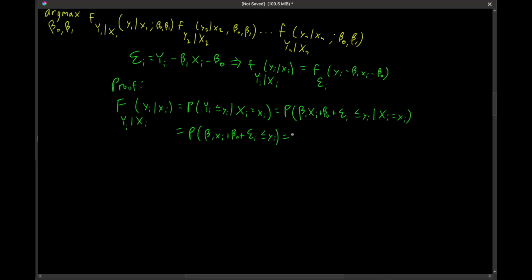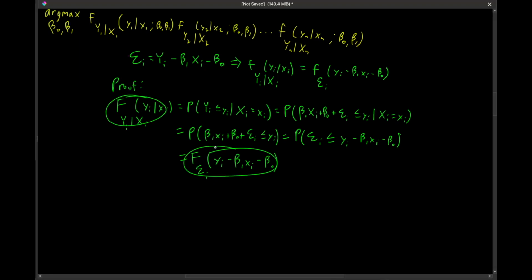It's a constant. So we can solve for epsilon i and write this as the probability that epsilon i is less than or equal to yi minus beta 1 xi minus beta 0. And what is this? Well, this is just by definition the CDF of epsilon i at this particular point, yi minus beta 1 xi minus beta 0. So now, if we take the derivative of this and this, we get what we want. This is proving that the CDFs are equal, but we want to show that the PDFs are equal. So we take a derivative, but with respect to what? Well, yi makes sense here, as we have yi on both sides, and if we take the derivative with respect to yi, we'll get the PDF of yi on the left-hand side.